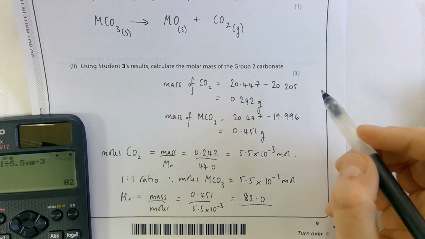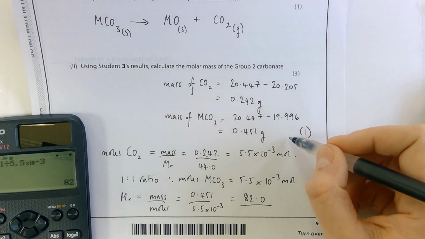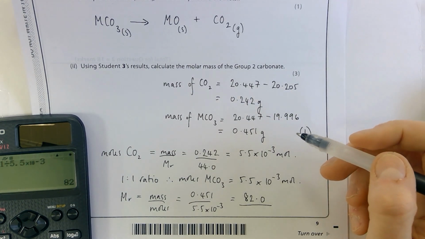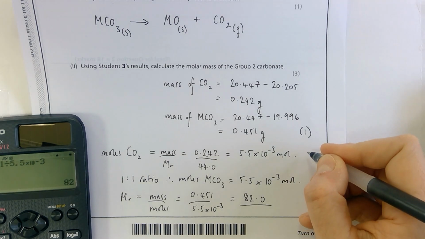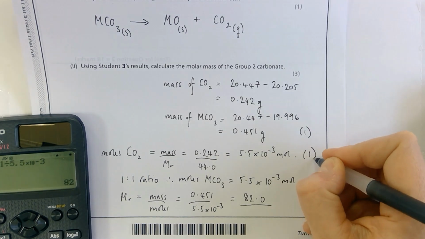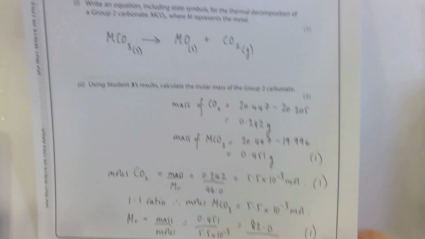And let's just go through where the marks are. So the first mark is for doing both these masses. Doesn't matter if you got the metal oxide as well, it's not really relevant, so we'd ignore it. Calculation of moles of carbon dioxide, we've got that there, and calculation therefore of the molar mass. So 3 marks.